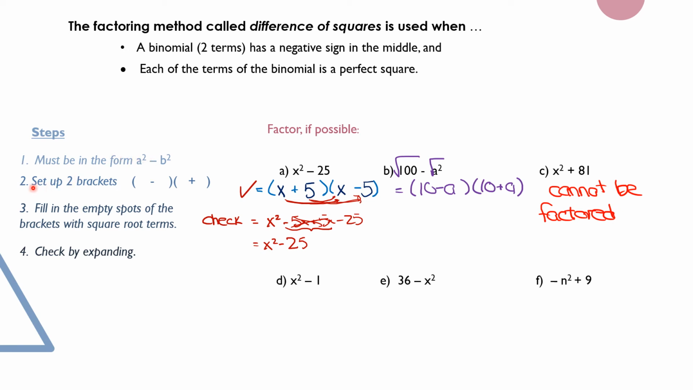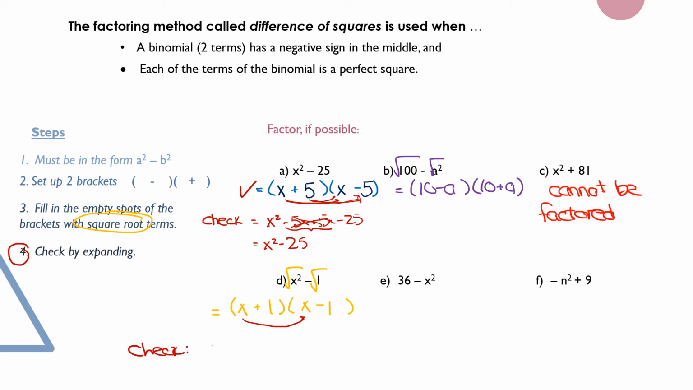We know it's in the right form, so we're going to set up 2 brackets. Let's move it over a bit here so I don't crowd my other ones out. So I'm going to have a bracket with a plus sign and a bracket with a subtraction sign. Fill the empty spots with the square root terms. Square root of x squared goes at the front, that's an x, that's an x. Square root of 1 goes at the back, that's a 1, that's a 1. So that's factored. That's how fast it is, but we are going to check this one. We're going to check by expanding here. Let's try it and just make sure. X times x, this is my check line here.